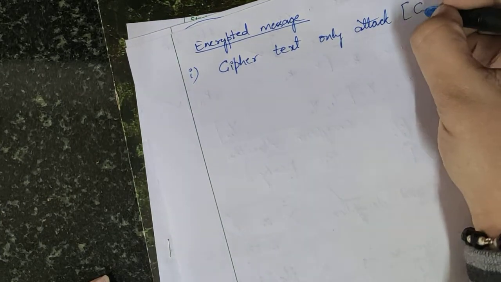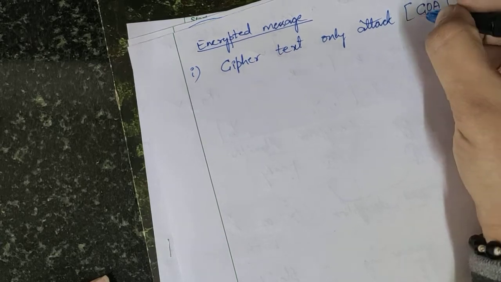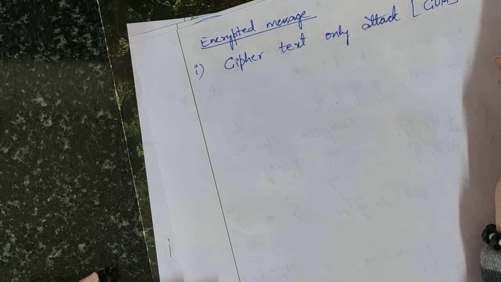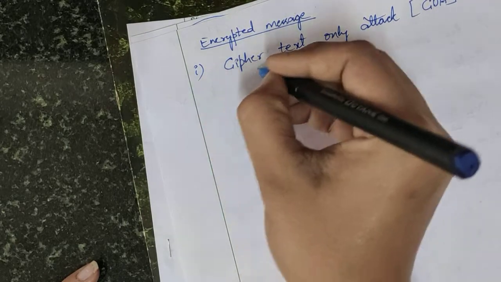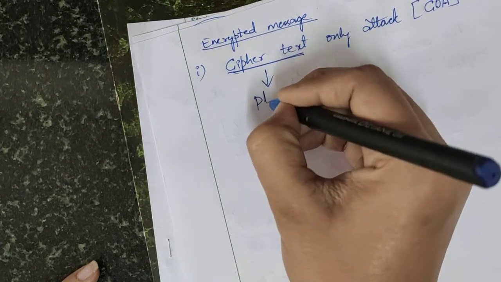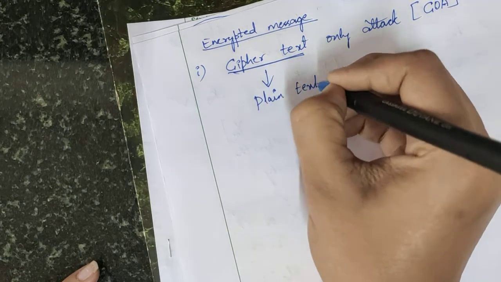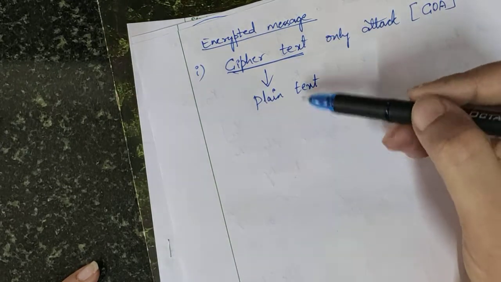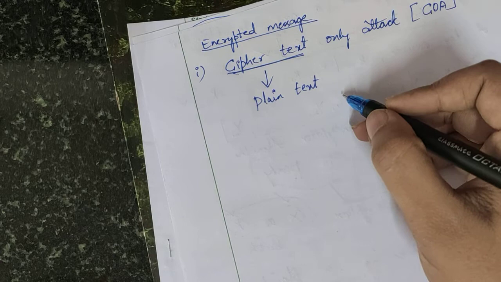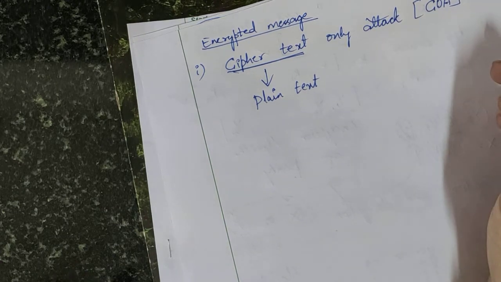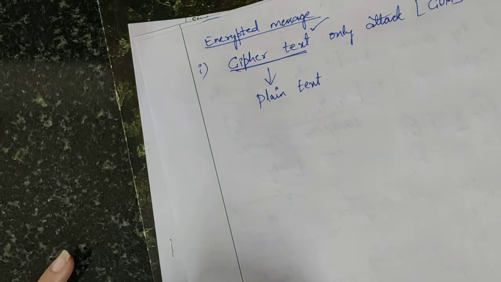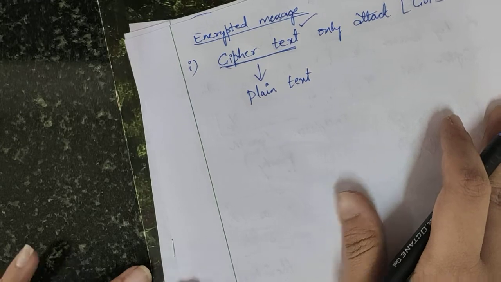In short, we can write that as COA, ciphertext only attack. In this attack, the attacker has access to a set of ciphertext, but he does not have the corresponding plain text. So he will have a set of ciphertext, but no access to the corresponding plain text. Then a ciphertext only attack is said to be successful if the plain text can be determined from this ciphertext. This is what we call a ciphertext only attack.